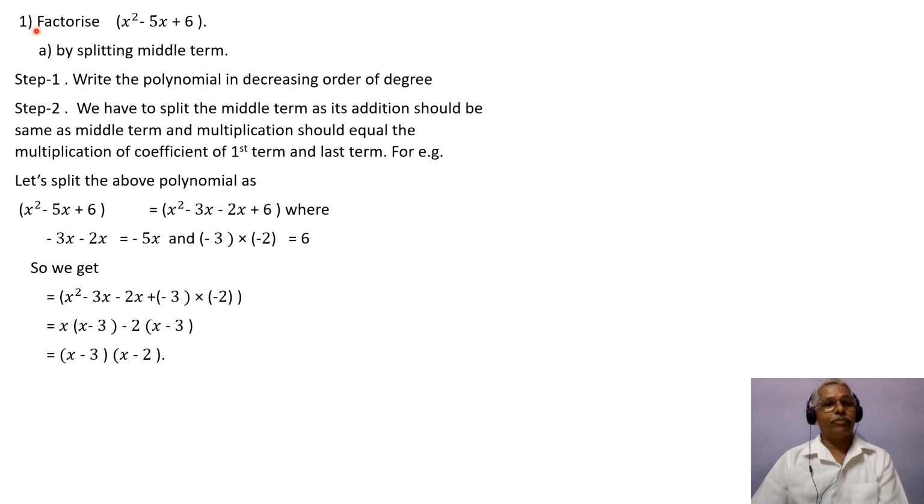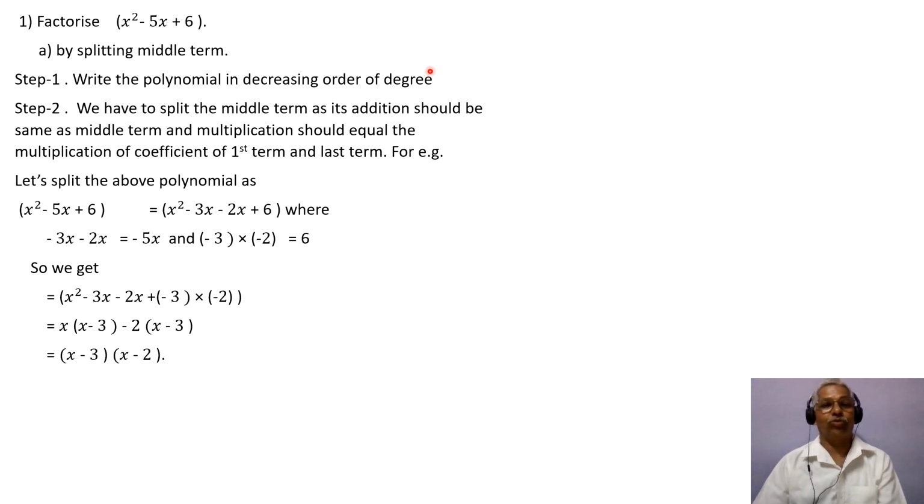So we will learn this by solving an actual example. Factorize x square minus 5x plus 6. First, method A, by splitting the middle term. Step 1: write the polynomial in decreasing order of degree. If it is not given that way, you have to write it in decreasing order of degree.